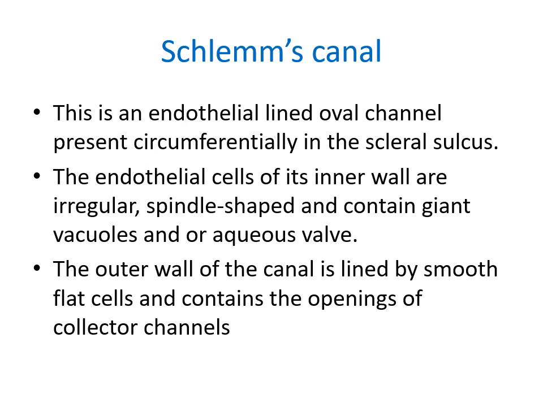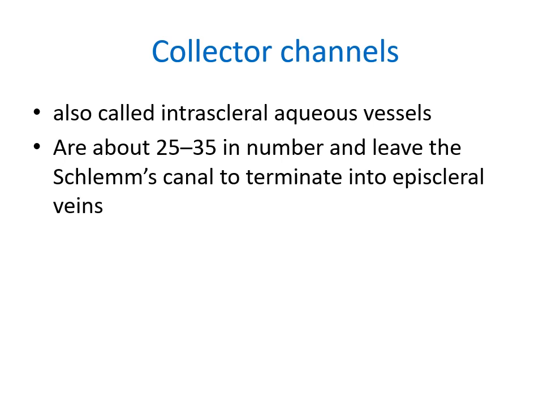Schlemm canal. It is an oval channel present circumferentially in the scleral sulcus. The canal is lined by endothelium, which has irregular spindle-shaped cells. The canal has valve-like walls that prevent backflow and help in uniform flow. The outer wall of the canal has smooth flat cells, and they contain the openings of the collector channels. These collector channels are also called intrascleral aqueous vessels. There are 25 to 35 of them. They leave the Schlemm canal to terminate into the episcleral veins, so they are like a bridge between the Schlemm canal and the episcleral veins.